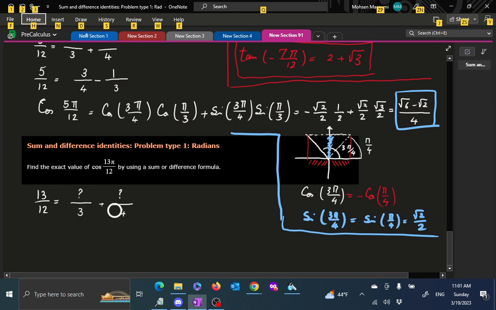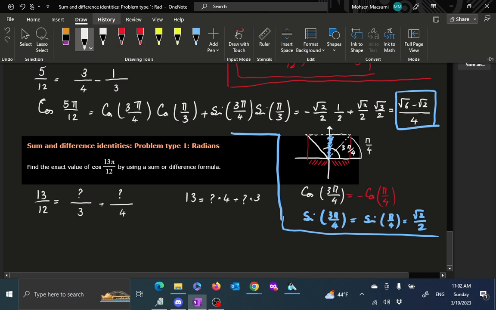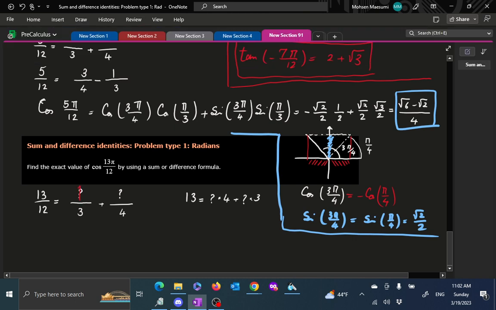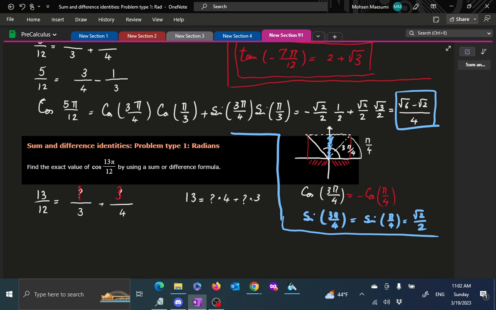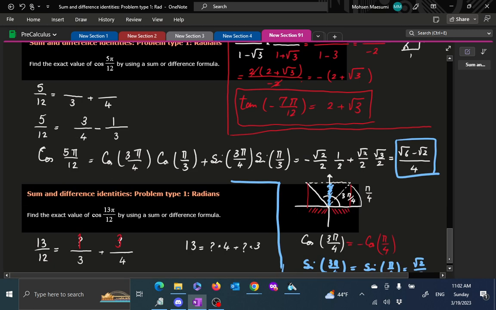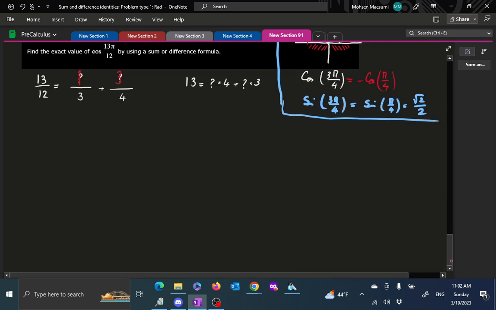Well, the question we are asking is the following. Take 13, write it as some number times 4 plus some other number times 3. What works? Well, obviously 1 on 4 and 3 on 3 will do the job for us. And so I have, and we multiply by pi, of course.